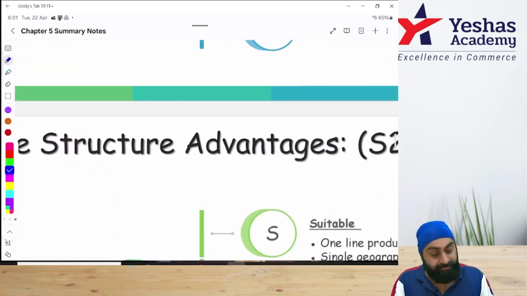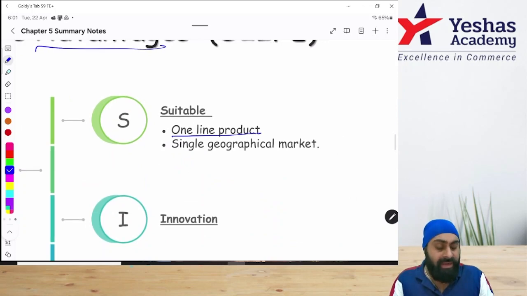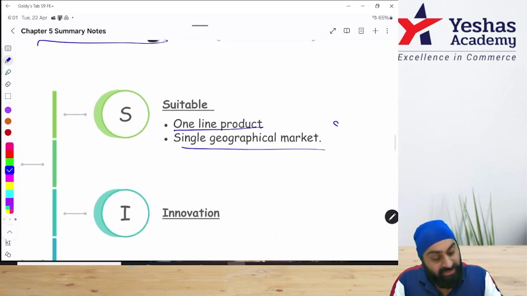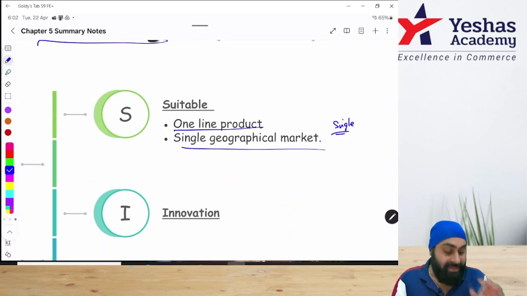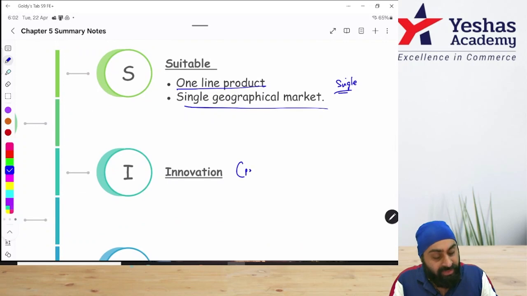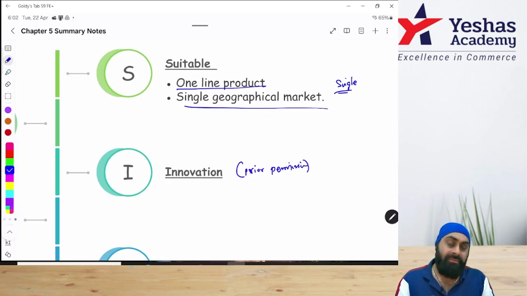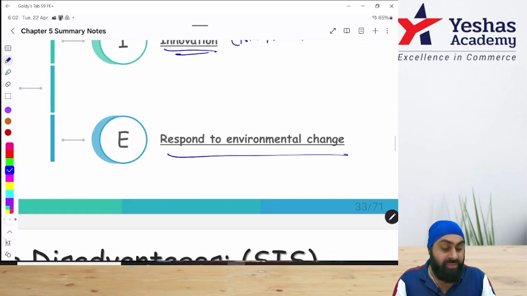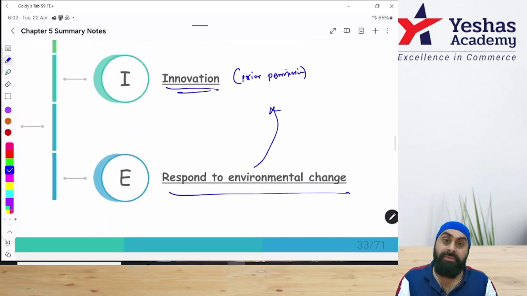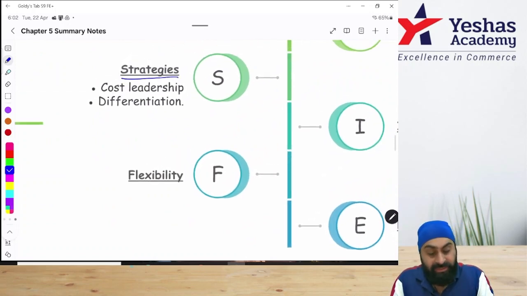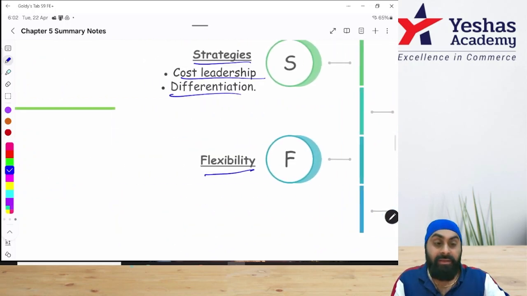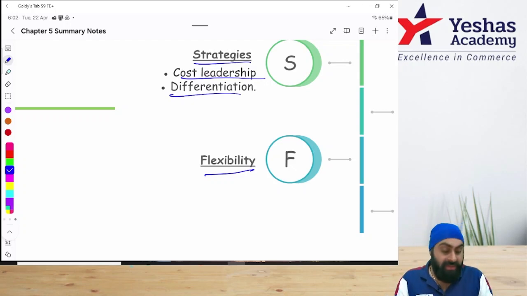Now, moving to the advantages of a simple structure. It is suitable for a one-line product and a single geographical market, because since you're a single person managing everything, you cannot reach everywhere. That's the point. Next, innovation, because you don't require any prior permission from anybody. Therefore, you can be innovative and respond to environmental change. Strategies: here there are two types, cost leadership and differentiation, and you keep changing the strategy based on that. Flexibility: since there is a single person, you don't have to worry about it. There is flexibility, and you can manage the organization very well.